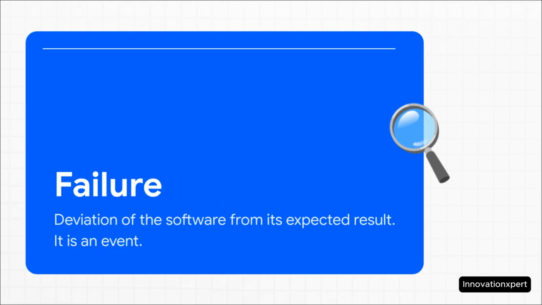This is the moment the bug actually does something. It's the moment you see the problem. The app crashes, the screen glitches, the button doesn't work. That's the failure. It's the visible symptom of that tiny bug that started with a simple human error.